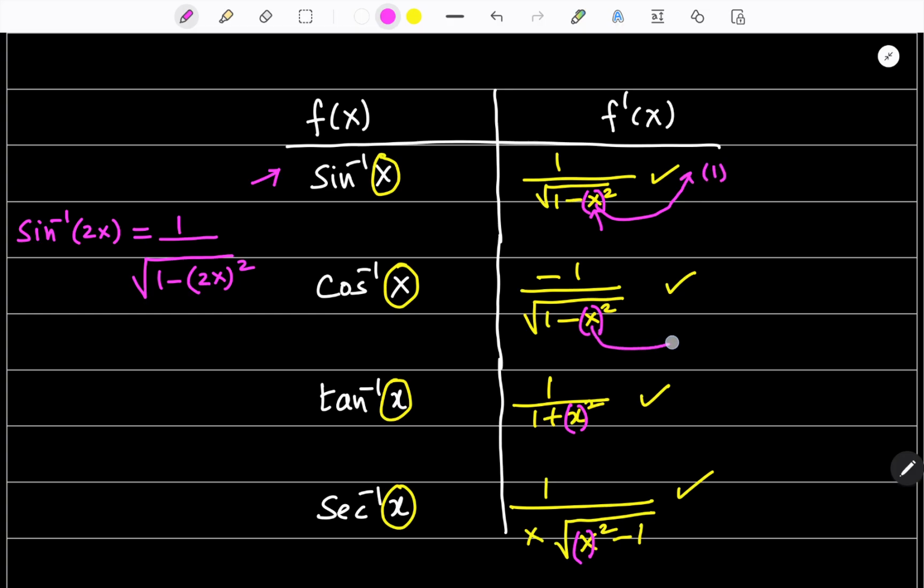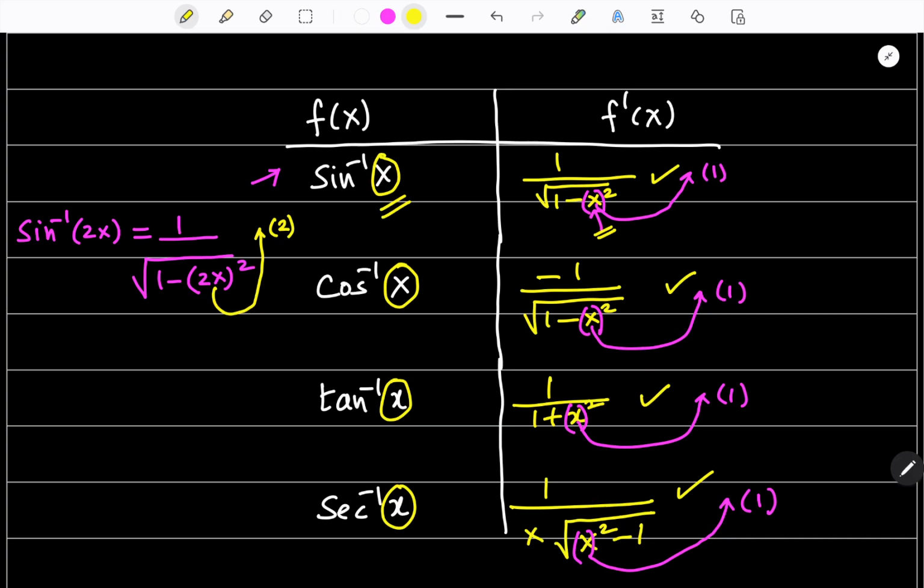If it is x, the derivative of x is 1. But here, the inside is not x, it is 2x. What is the derivative of 2x? It is 2. That is why you need to remember this like this. So keep in your mind, if it is x, we put x here and then a bracket.